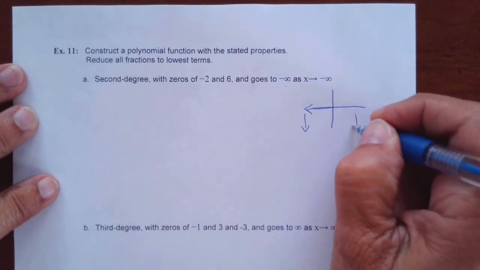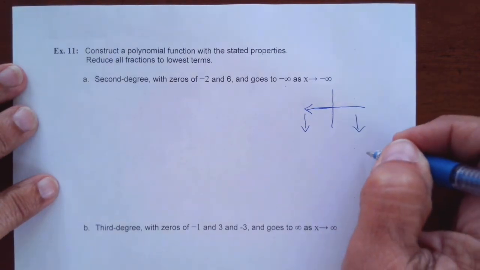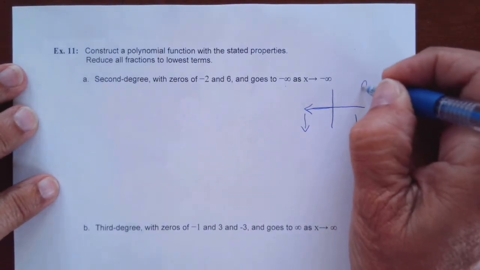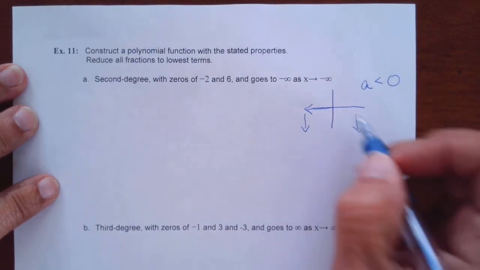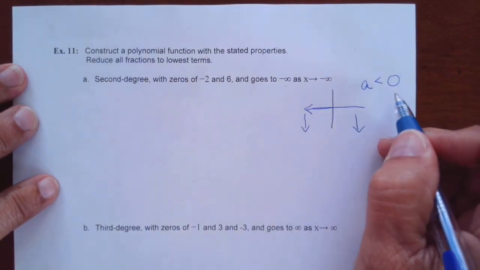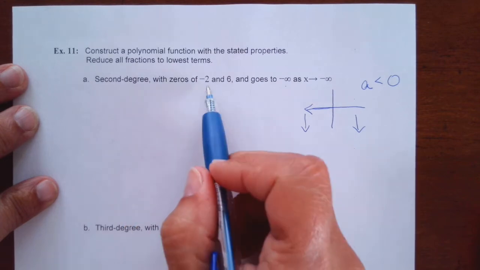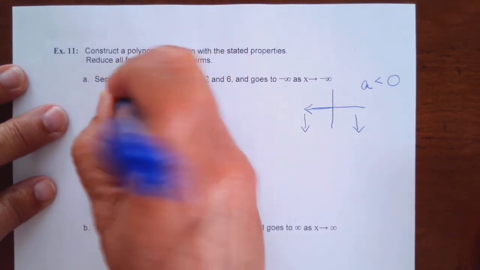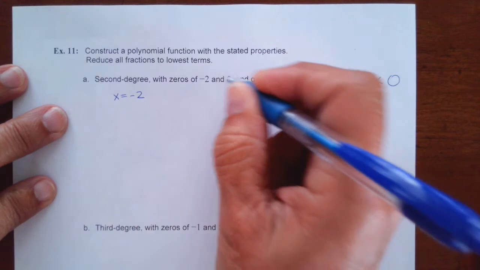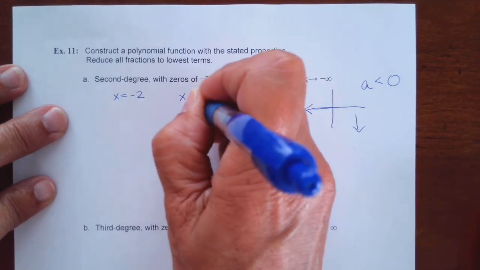So that means the right side would also have to be down, which means the a value has to be a negative number, right? Remember, your leading term has to be negative. All right, so second degree, if these are the zeros, remember how to find the factor. So x equals negative 2 is a 0, and x equals 6 is a 0.